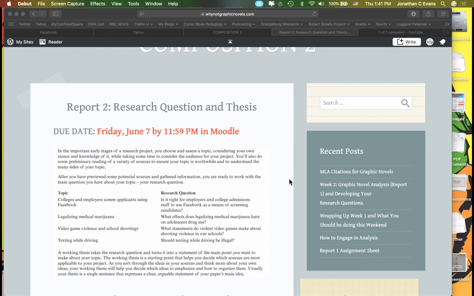And so this leads us to what report two is about. Report two is pretty short, but it is all about formulating our research question and then turning that research question into a thesis statement. So you'll see here that it is due next Friday.